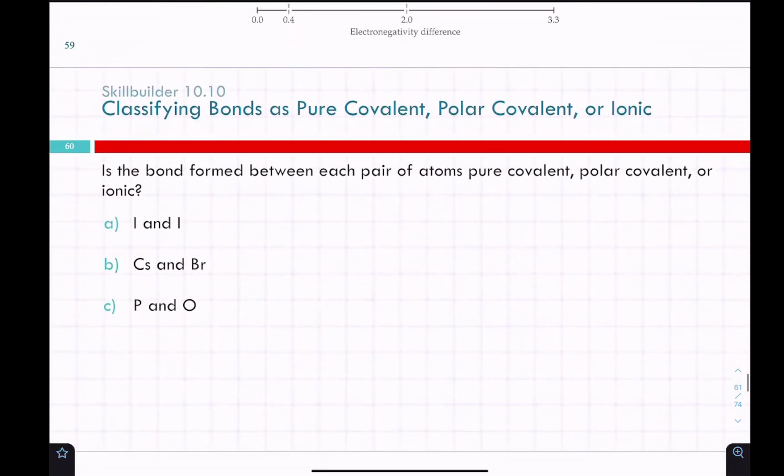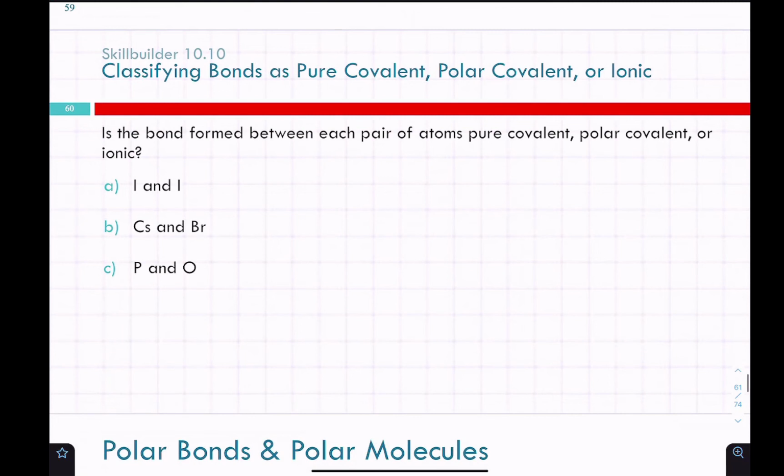So if we're going to classify these, if you have a bond between an iodine and another iodine, what's the difference in electronegativity going to be? 0 or this? Yeah, they have the same electronegativity. So that's a pure covalent bond. This one, we don't even need to look at the chart for this. For cesium and bromine, cesium is a metal, bromine's a non-metal. So what kind of bond is this going to be? Ionic.